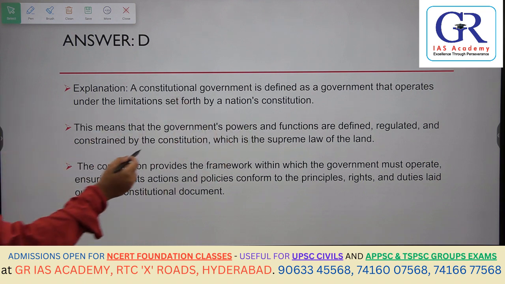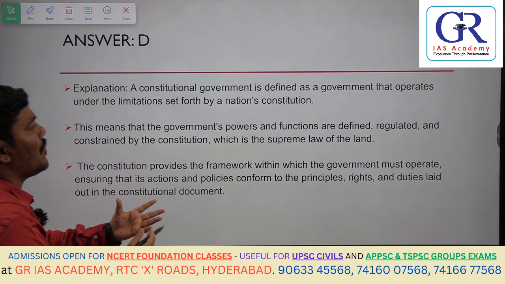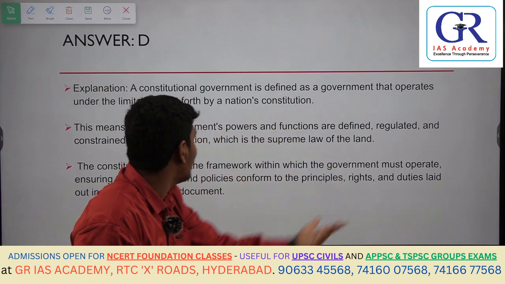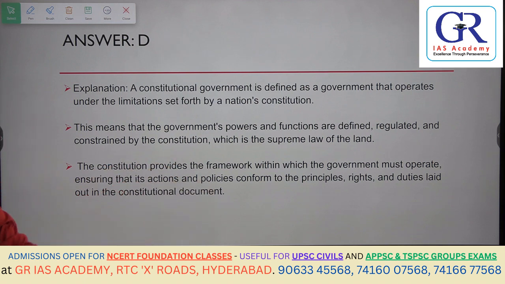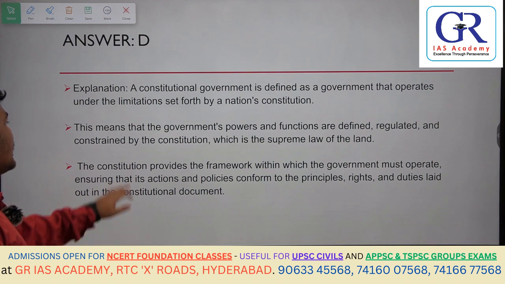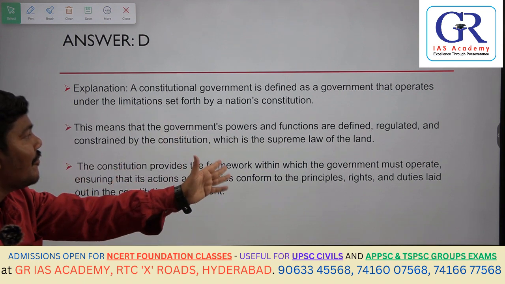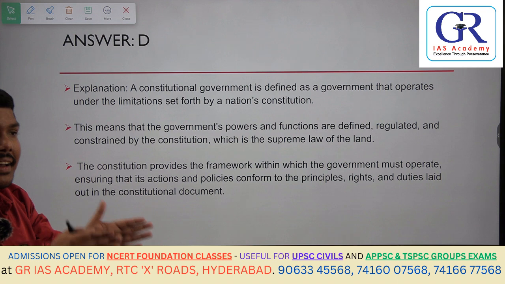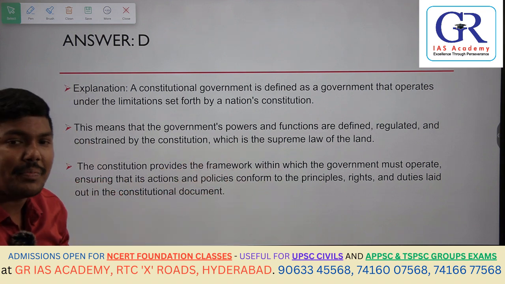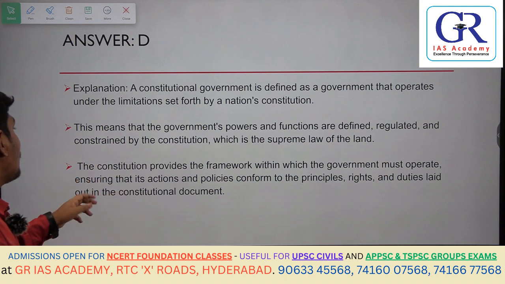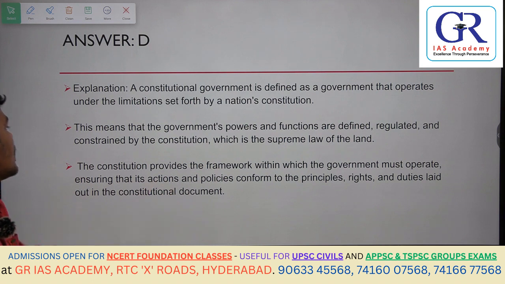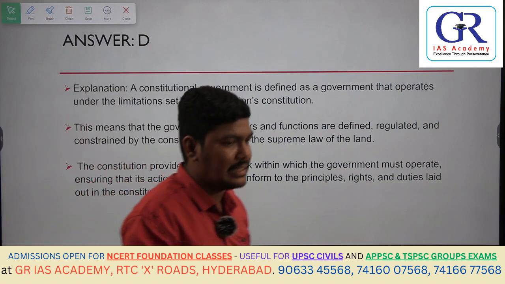Clear, very clear. These are points that we already know. This means that the government's powers and functions are defined, regulated and constrained by the constitution, which is considered the supreme law of the land. And finally, the constitution provides the framework within which the government must operate. For example, the President of India as well as the Prime Minister, Vice President, Council of Ministers, who has to depend on whom? The relations, ensuring that its actions and policies conform to the principles, rights and duties laid out in its constitutional document.